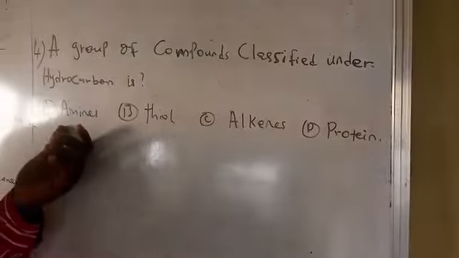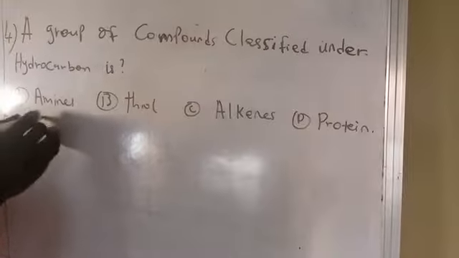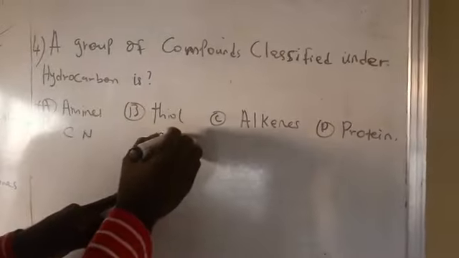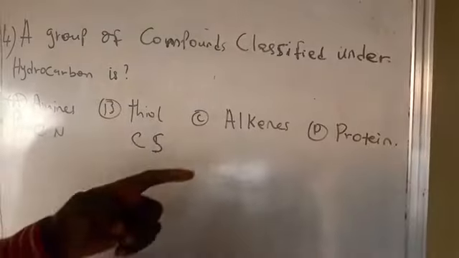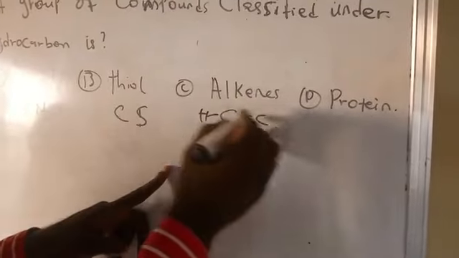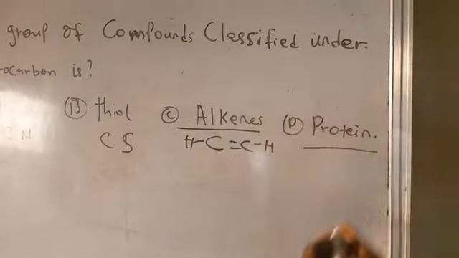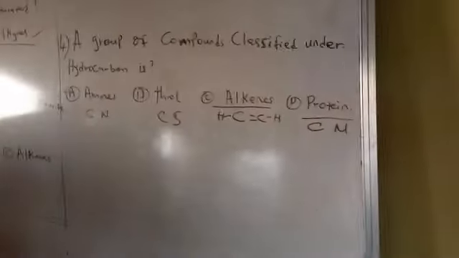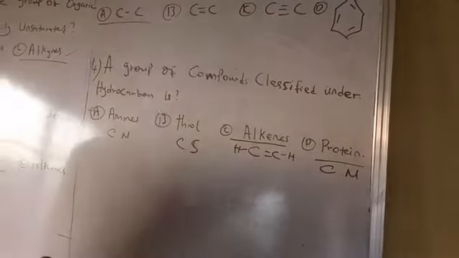So if we check the options, the amines are compounds that contain carbon and nitrogen, while thiol is carbon and sulfur. So it is not under hydrocarbon, but alkenes, carbon-carbon double bond, is an example of what is classified under hydrocarbon. Protein actually is under carbon and nitrogen because it falls under amine compounds. So the answer is alkenes, which is carbon-carbon double bond.